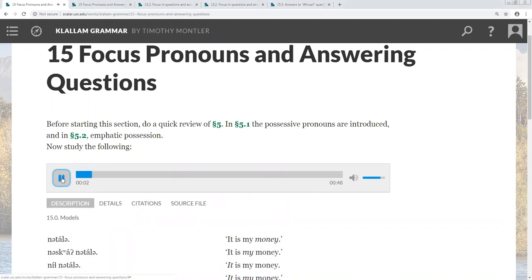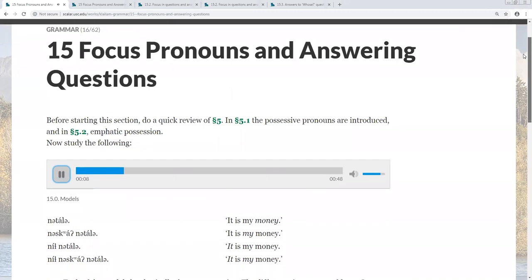It's my money. Ntala. Ntala. It's my money. Nskwa Ntala. Nskwa Ntala. It is my money. Nish Ntala. Nish Ntala. It is my money. Nation squat and tala. Nation squat and tala. Okay, I. At. At. We. Or us. Sneers. Sneers. You. Nuck. Nuck. You folks. Nuck high. Nuck high. And it is. Yeah, he is he. Nish.